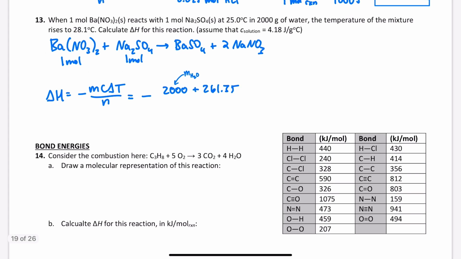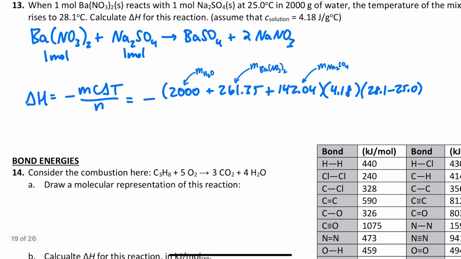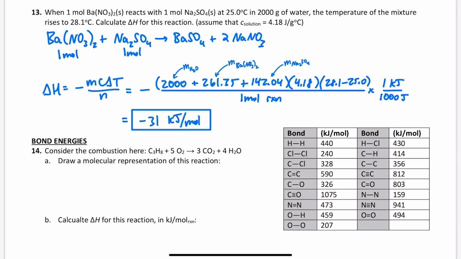So I need to include the mass of a mole of barium nitrate, which if you add up a barium, 2 nitrogens, and 6 oxygens, you get 261.35 grams. I also need to add the mass of a sodium sulfate, which if you add up Na2SO4, you get 142.04. So that's our M for the entire thing. C is 4.18, and delta T is this 28.1 minus 25, and then our moles of reaction is just 1 because there's 1 mole of each, and the coefficients are 1. Don't forget, you also need to convert into kilojoules, and then once you plug everything in, you get another exothermic reaction at negative 31 kilojoules per mole.